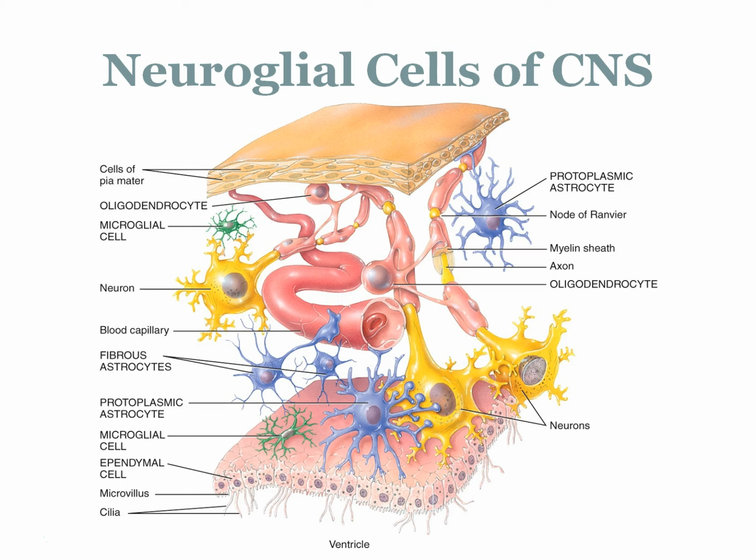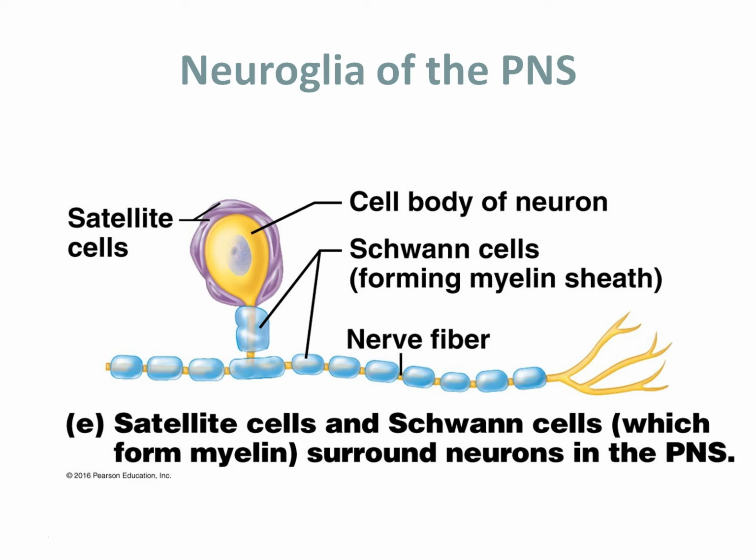Here's an image depicting the different cell types, like the oligodendrocyte, the astrocyte, the microglial cell, and the ependymal cells that we find in the central nervous system. Here we have a diagram of Schwann cells and satellite cells around the cell body of a neuron in the peripheral nervous system. Next, we're going to look at how local potentials are formed in the neurons.